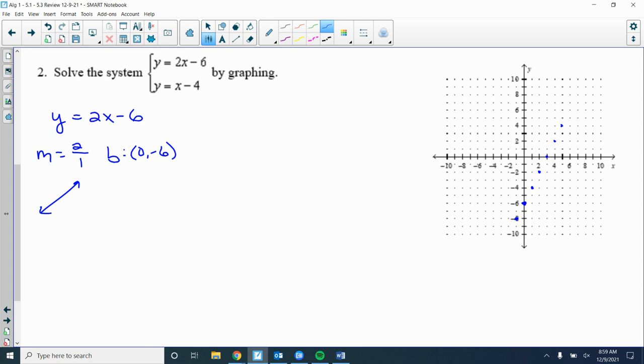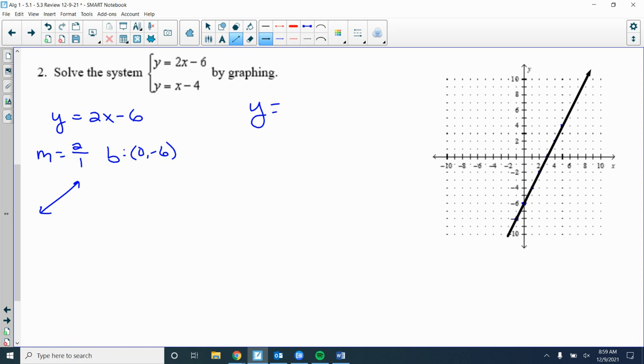Yeah, we're not done. Okay. All right, so we're halfway there. Now we got to graph the other one. Oh, wait, I didn't graph this one yet. Hold on. Let me graph that one. Okay, so there's my graph.